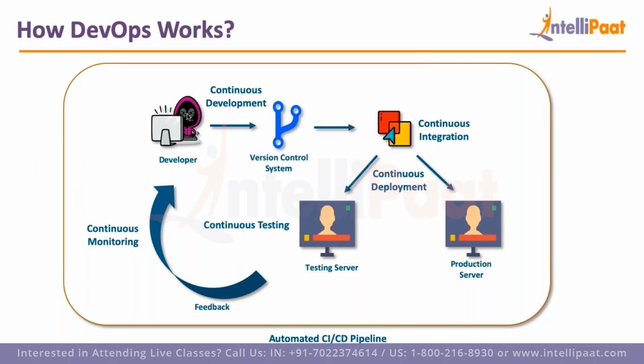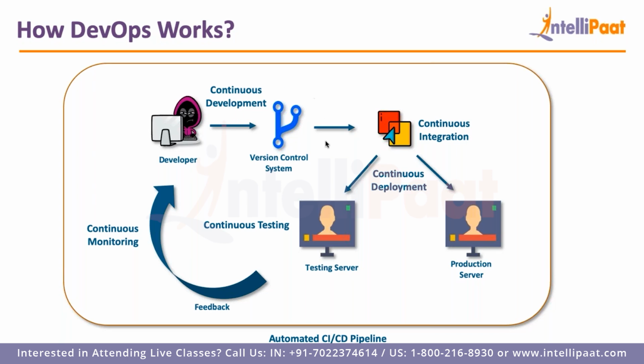Okay, so this is the developer. He goes ahead and develops the code, and this code is pushed onto a version control system. Now, what is a version control system? A version control system is a software where code can be pushed, and then the code over there is automatically maintained in different versions.